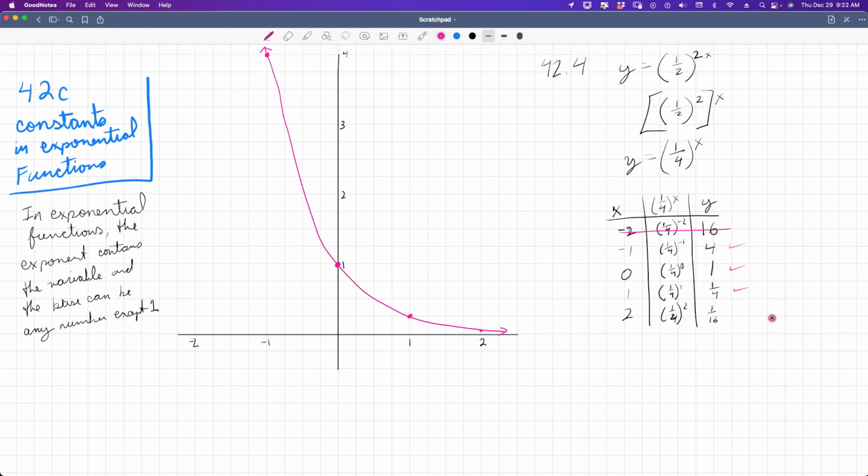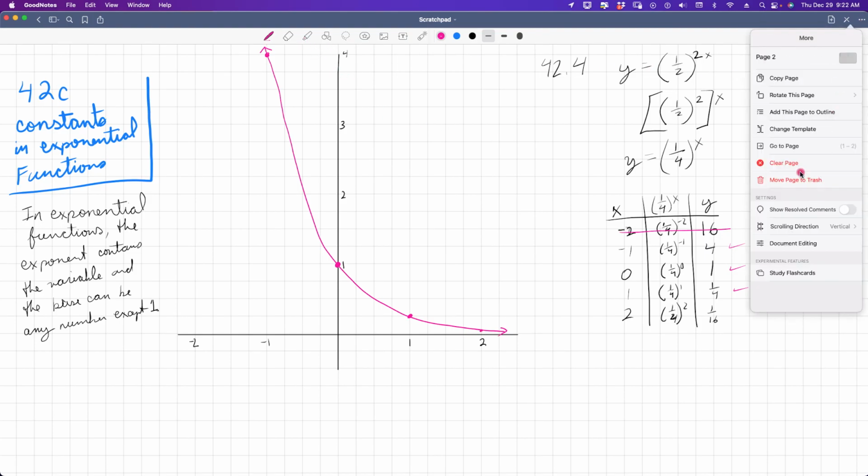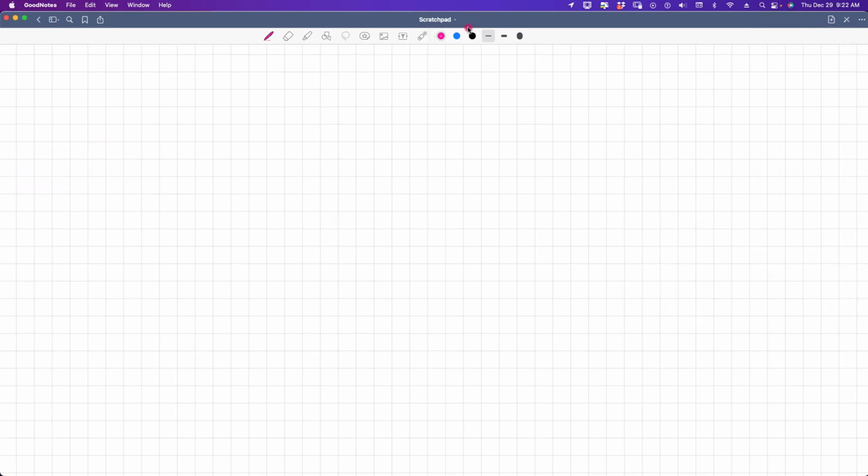All right, so let's do one last one. This one's going to be a bit tricky. I'm just going to go ahead and clear the page. That's going to be easier. Here's our Cartesian coordinate system.